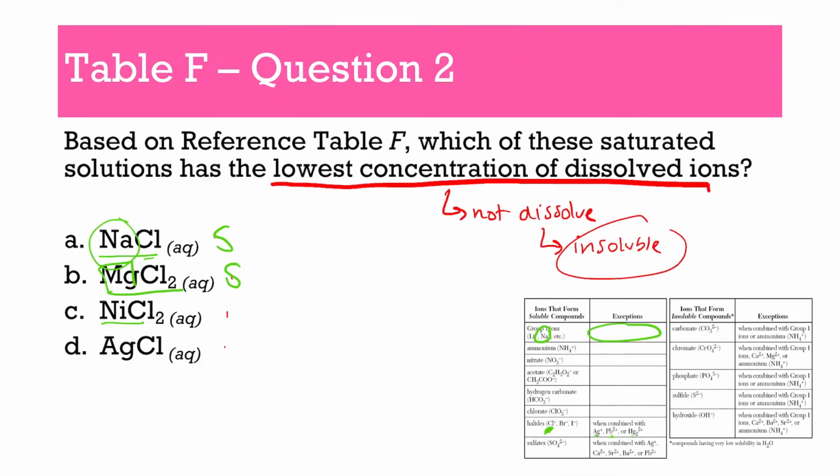In the same place, nickel chloride. Again, anything with Cl is soluble except silver, lead, or mercury. Nickel is neither one of those. That is soluble. And then AgCl. Again, anything with Cl is soluble except Ag, Pb, Hg. Oh hey, Ag makes it insoluble, and therefore D is your answer.